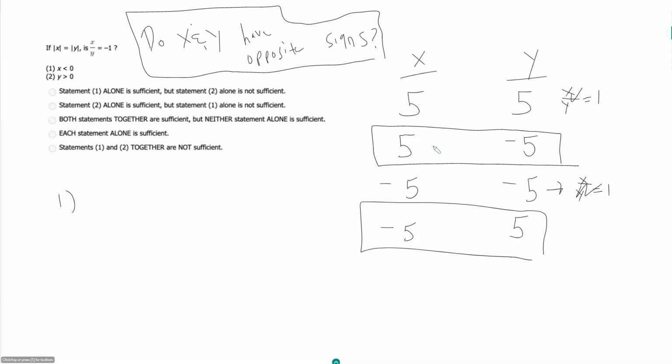negative, doesn't tell me anything about y, so that is insufficient. Statement 2 tells me y is positive, but doesn't tell me anything about the sign of x, so that is also insufficient. But together, they are telling me that x is negative and y is positive, which is a yes to my question. They do have opposite signs, so C is the answer.